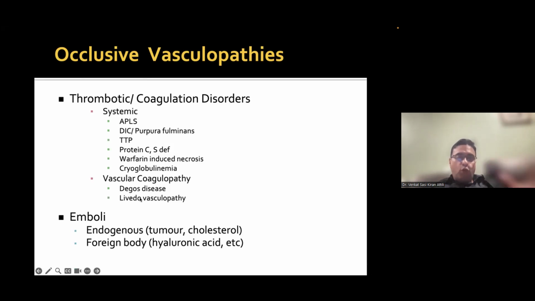But then you have a pure livedo vasculopathy, which is not based on systemic factors. Then you have embolic occlusion, which can be endogenous like tumor or cholesterol emboli, or foreign bodies like hyaluronic acid.